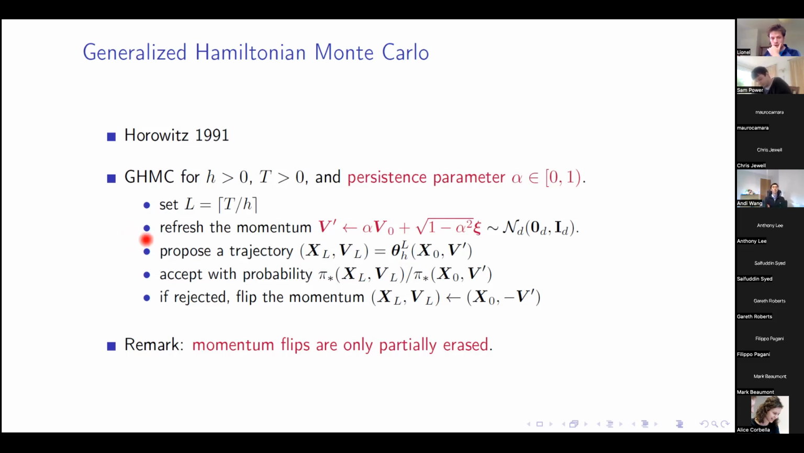Right, one drawback here is that as soon as alpha is strictly positive, partial momentum refreshments do not allow for full erasement of the flips. And it means that whenever there is a rejection, the trajectories will just backtrack on themselves, right? Which is really the opposite of what we want. And so probably for this reason, this algorithm, I think it's fair to say, received limited interest compared to the standard HMC algorithm.